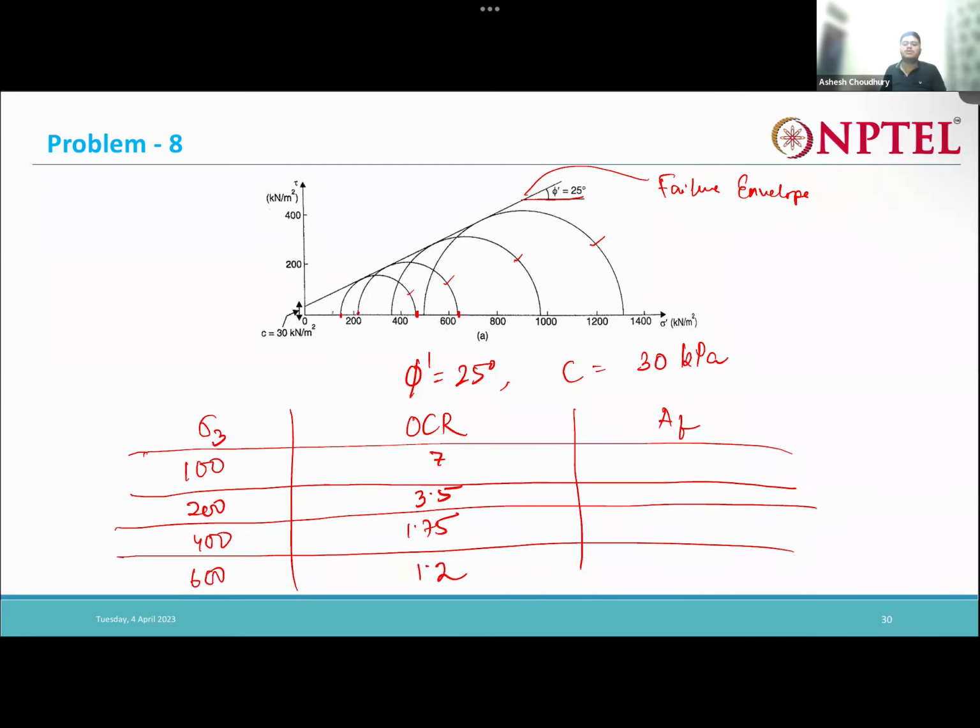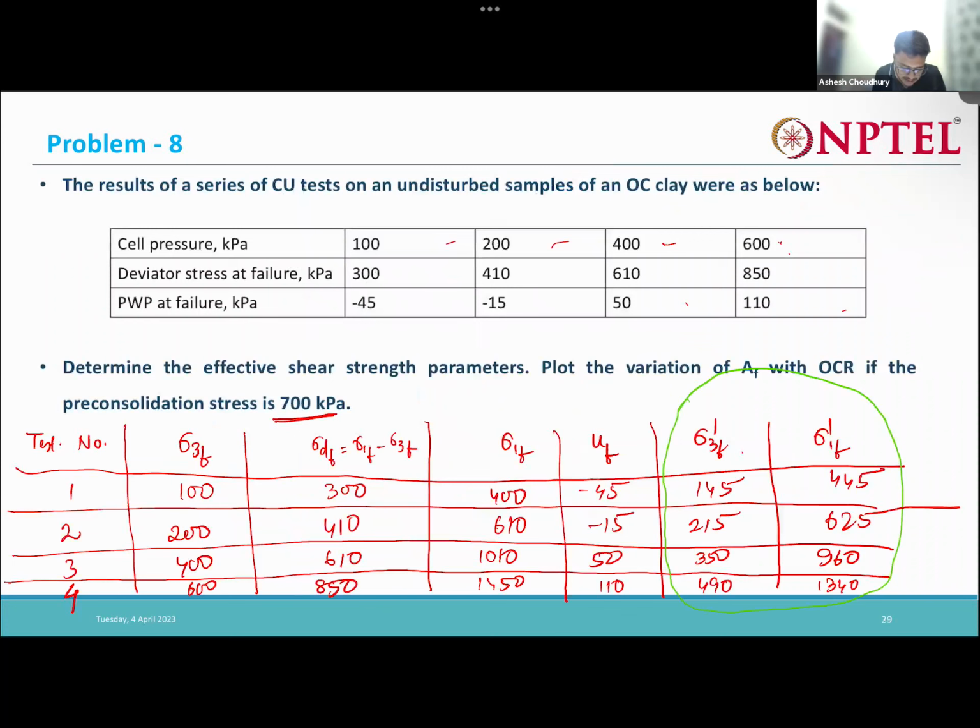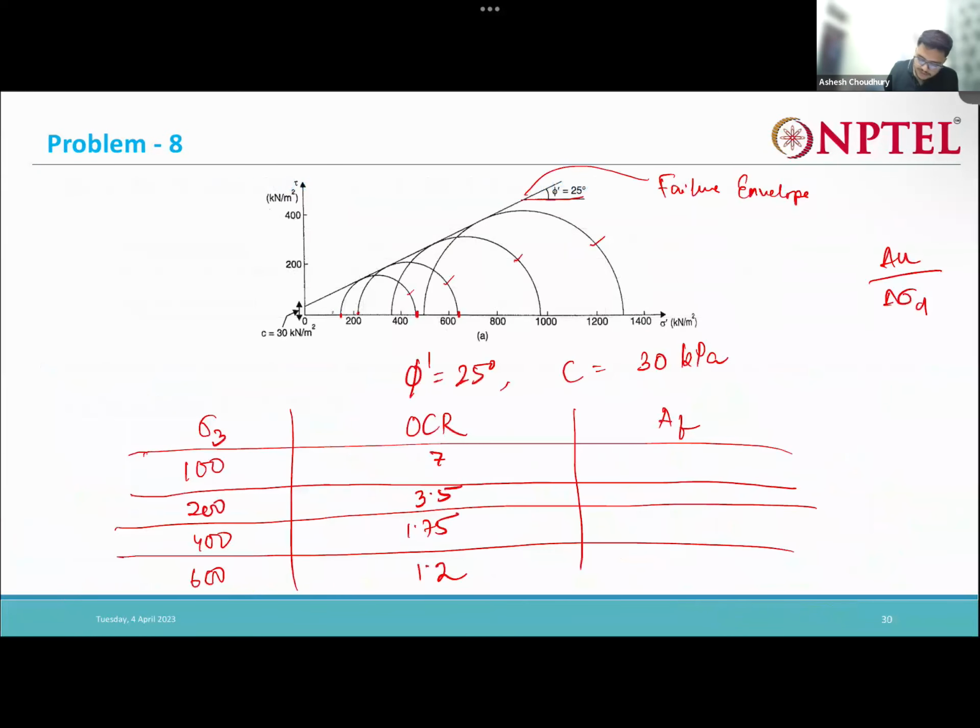If this OCR is equal to 1, that means normally consolidated soil. So it is slightly less than 1, right? It is 600. Now what is AF? AF is nothing but delta U by delta sigma D. For the first case, what is my pore water pressure? Minus 45. So minus 45 by deviator stress, minus 45 by 300, equal to minus 0.15.